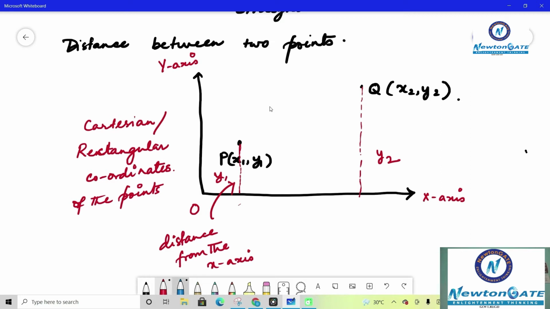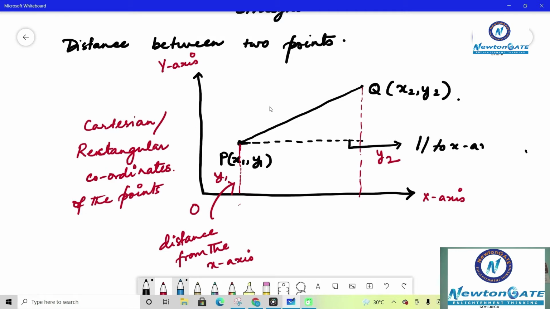Now let us join the line P and Q, and let us draw a line that is parallel to the x axis. This line is parallel to the x axis. Now, we can see over here, let me take this point as R, QR becomes y2 minus y1. The length of QR becomes y2 minus y1.